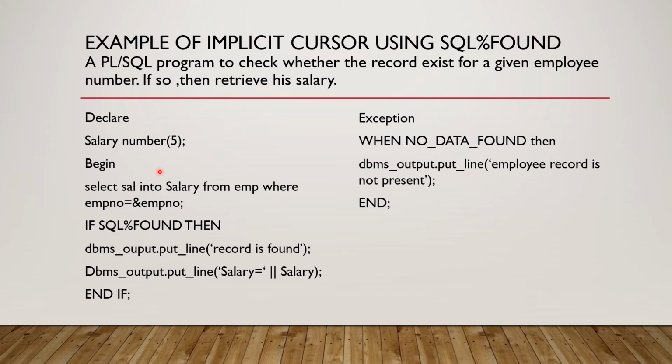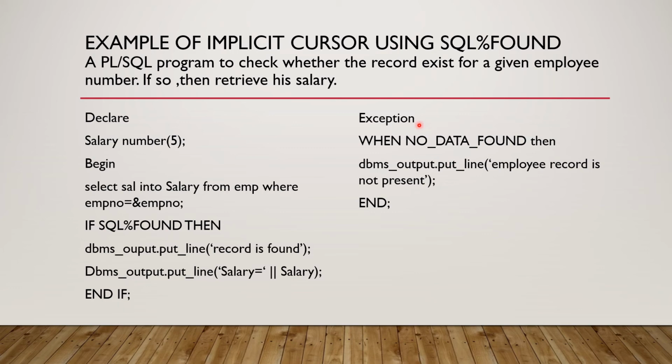Now, in this program, in the declare section, we are having a variable named salary, right? To fetch salary from the table. In the begin section, we are using SELECT sal from the emp table, right? SELECT sal INTO salary, this variable name, FROM emp WHERE employee number, and now we are using the concept of reference variable. That means the user is giving this employee number at runtime. And now we are using this attribute %FOUND. If SQL%FOUND, then we are just displaying record is found and we will display the salary.